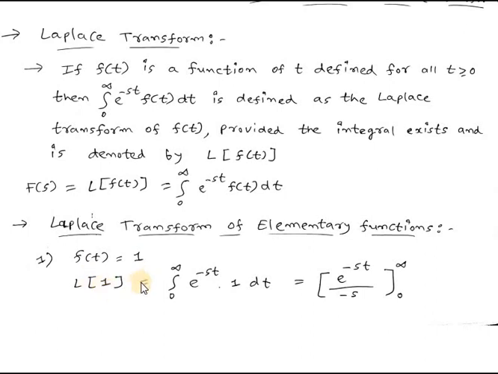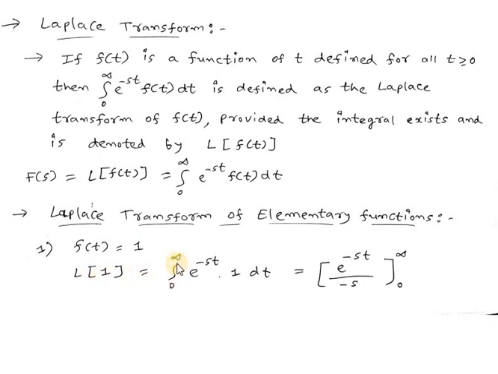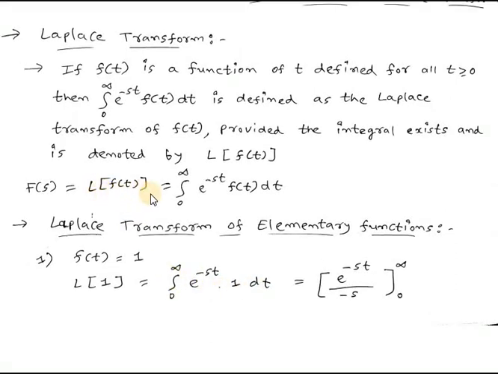So Laplace of 1 is given by the integration from 0 to infinity of e raised to minus st into 1 dt, because Laplace of f of t is given by the integration from 0 to infinity of e raised to minus st f of t dt. Now what is the integration of e raised to minus st with respect to t? It will be e raised to minus st divided by minus s, because the coefficient of t is minus s. And limits are 0 to infinity.